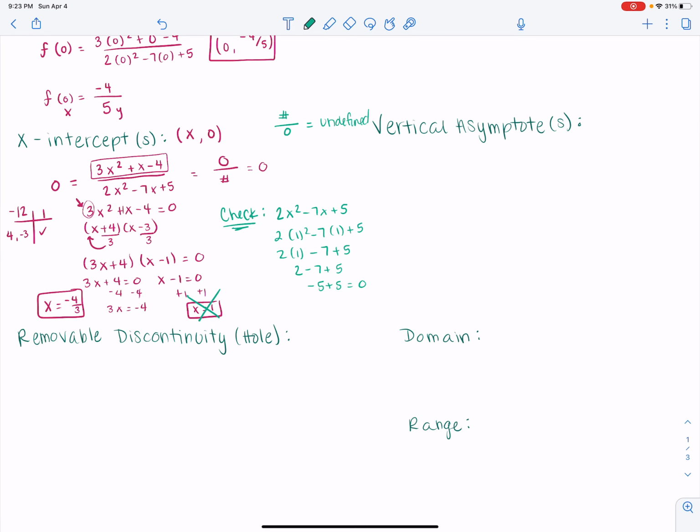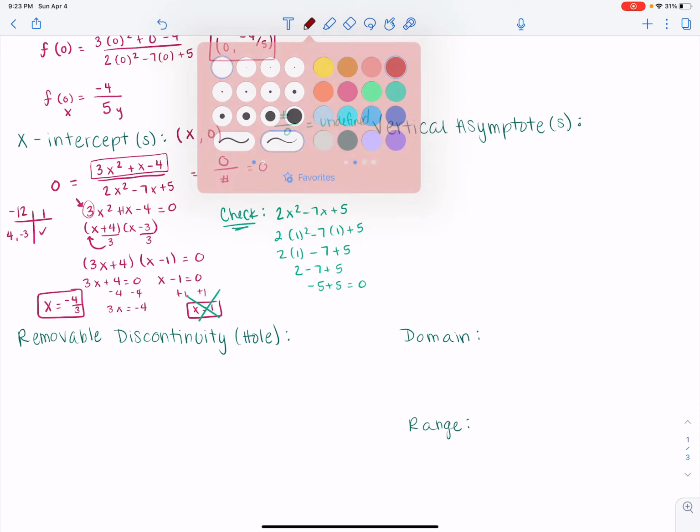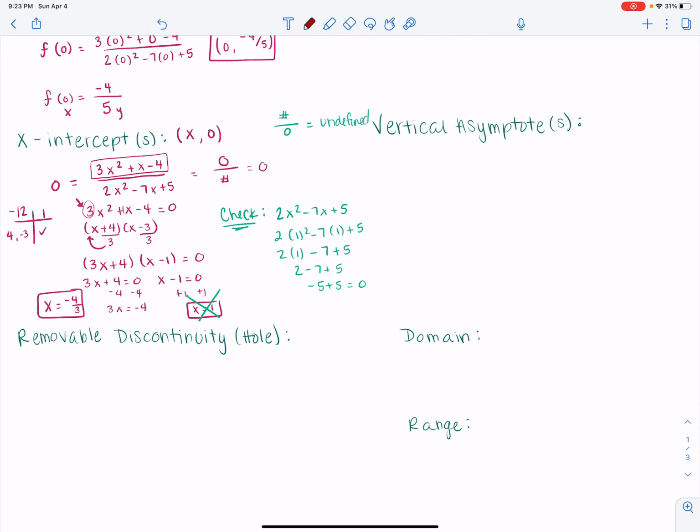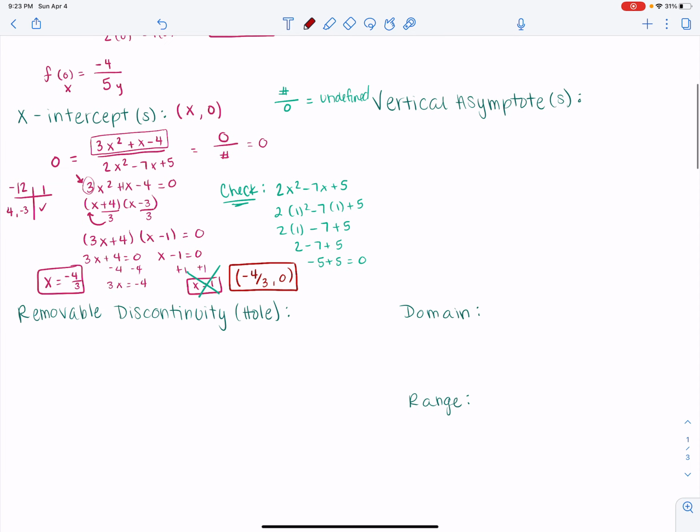So we would also check negative 4/3. If I plug in negative 4/3, I don't know what number that gives you. I didn't do it, but it would not be 0. So 2 times negative 4/3 squared minus 7 times negative 4/3 plus 5 does not give you 0. So x equals negative 4/3 is a good x-intercept. So we would say that our x-intercept is x is negative 4/3, y is 0. That's your x-intercept.